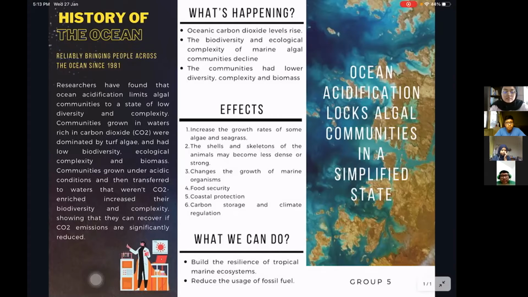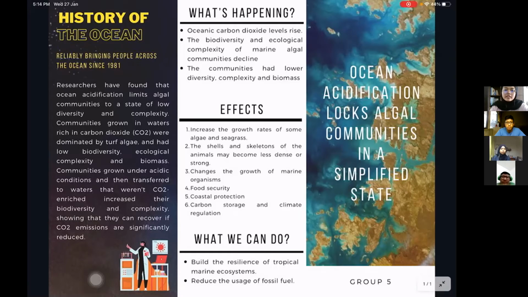The third one is changes in the growth of marine organisms. Marine organisms could also experience changes in growth, development, abundance, and survival in response to ocean acidification. As you know, most species seem to be more vulnerable in their early life stages, right? Juvenile fish, for example, may have trouble locating suitable habitat to live. And next, the effects that focus more on human societies. The first one is food security. Ocean acidification has the potential to affect food security.